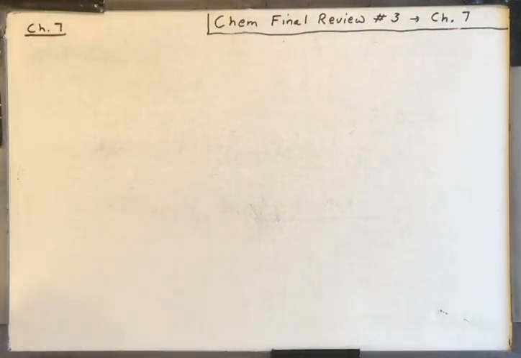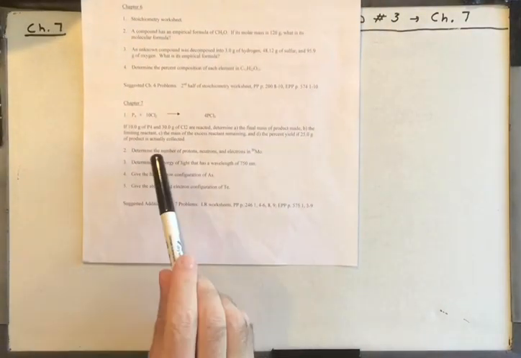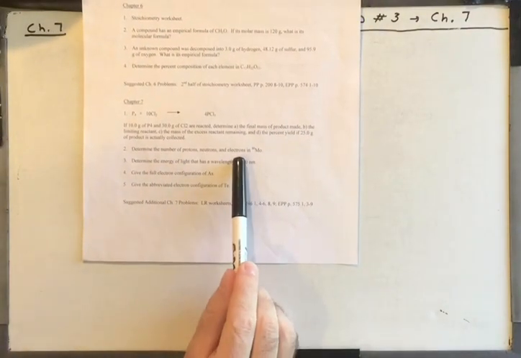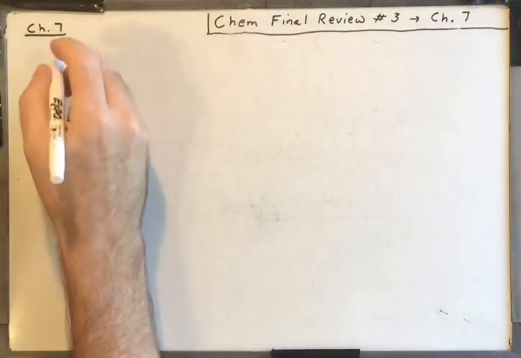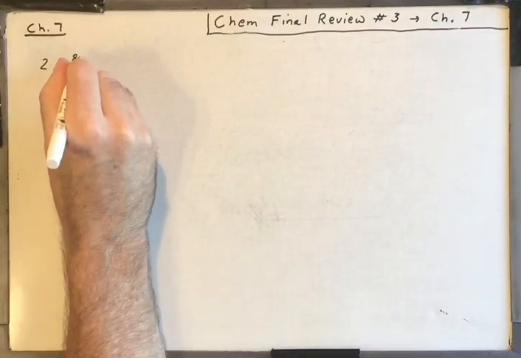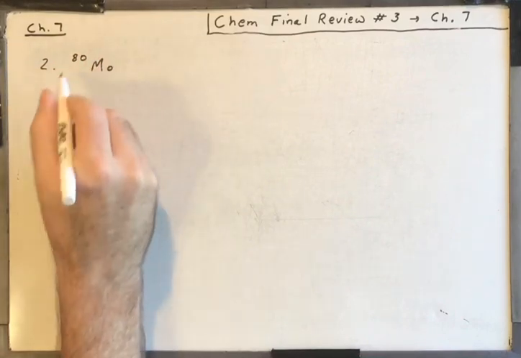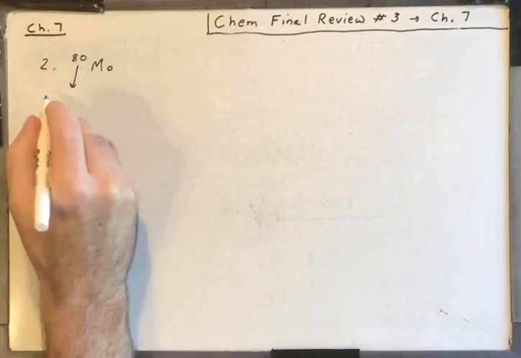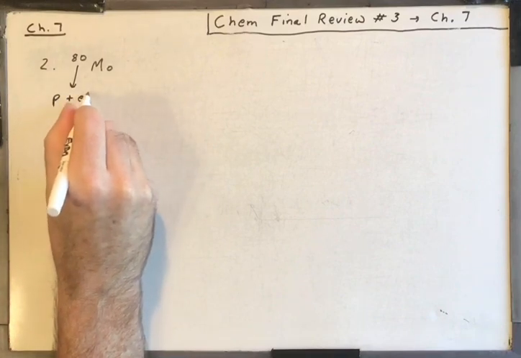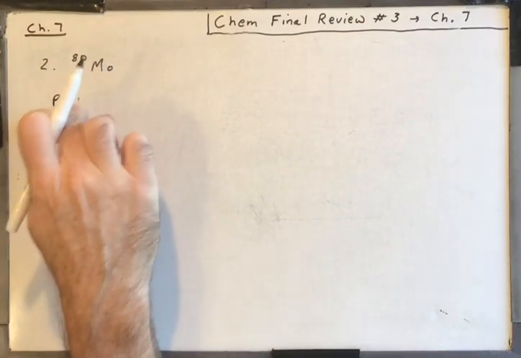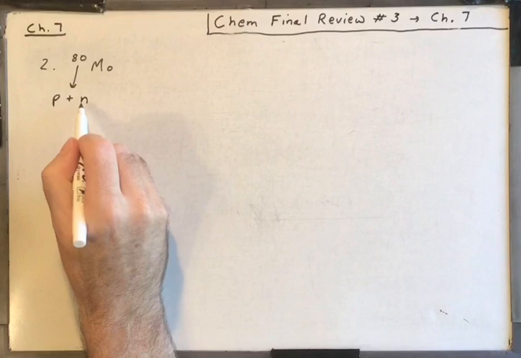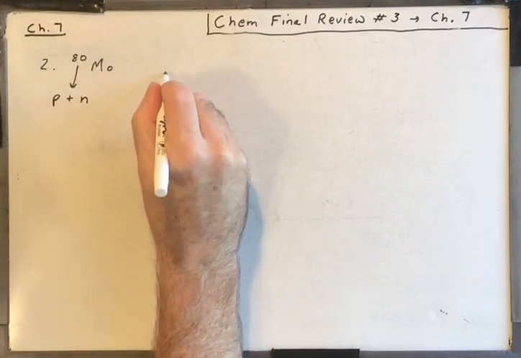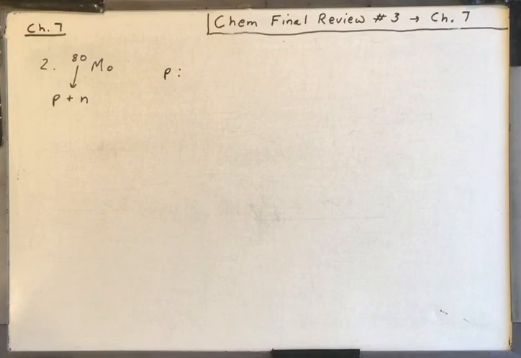All right, so the next question is determine the number of protons, neutrons, and electrons in molybdenum 80. That's how you say it, molybdenum 80. All right, so if you have molybdenum 80, that 80 is the total number of protons plus neutrons. Well, how do you get the number of protons for molybdenum?